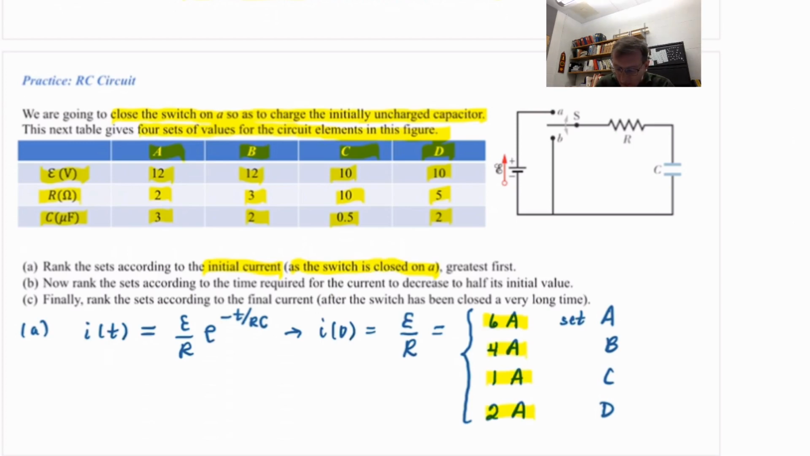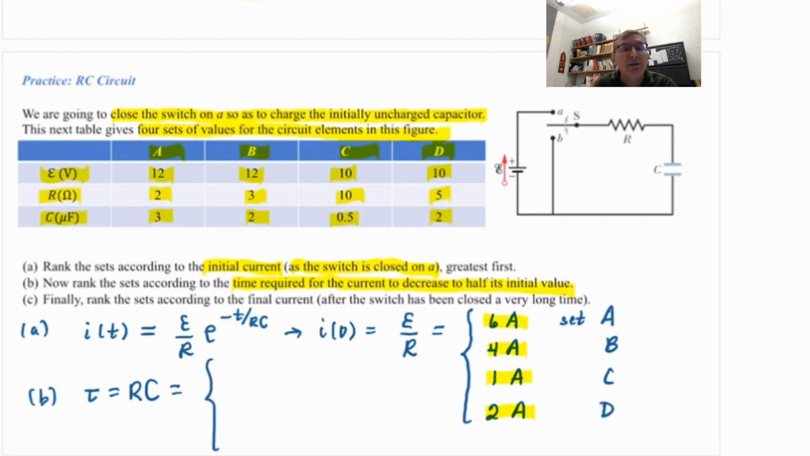Now we want to rank these 4 sets according to the time required for the current to decrease to half its initial value. Well, there's the formula for the current. It's just an exponential decay. Basically, all you got to know is what determines the time for the decay is the time constant, tau. Remember, tau is equal to, in a circuit like this, R times C. So we're just going to rank the R times C values for the 4 sets.